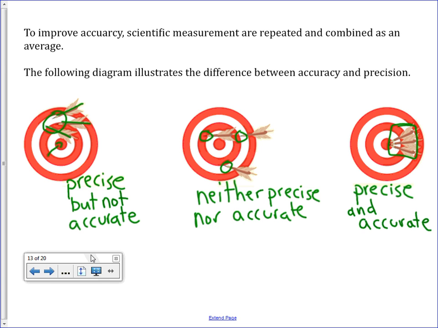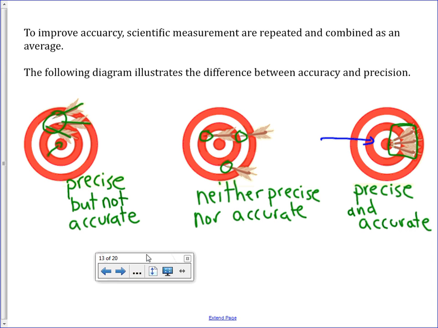So ultimately, with all of our scientific measurements, we would like them to be precise and accurate. This will give us good data, repeatable data, and ultimately help prove or disprove our hypothesis.